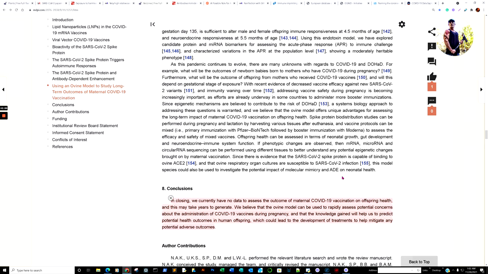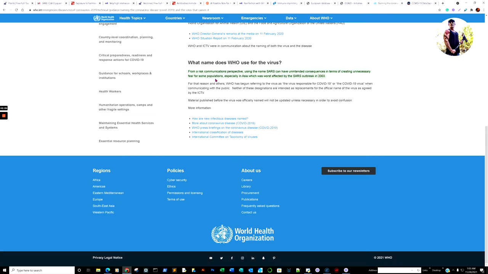But when they called it COVID, the reason they called it COVID, and you'll get a kick out of this, and this is from the World Health Organization. They said, from a risk communication perspective, using the name SARS can have unintended consequences in terms of creating unnecessary fear for some populations, especially in Asia, which was worst affected by the SARS outbreak in 2003. All right. So you see it as such. So you get the idea.